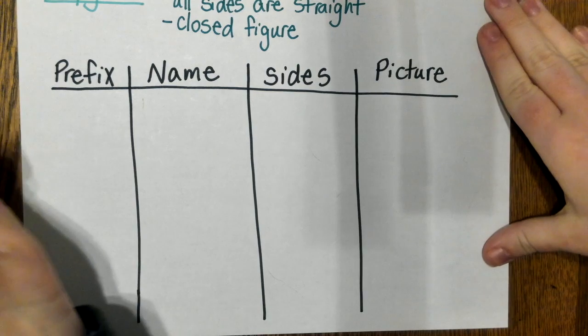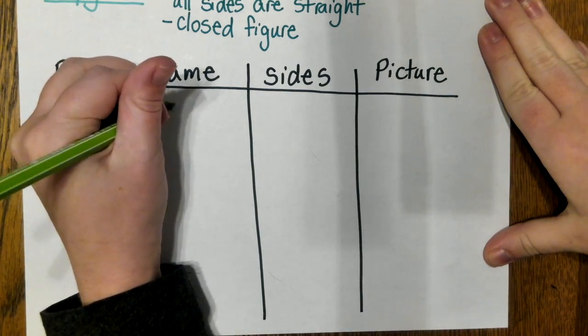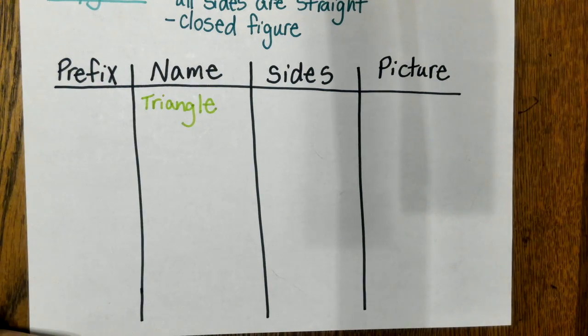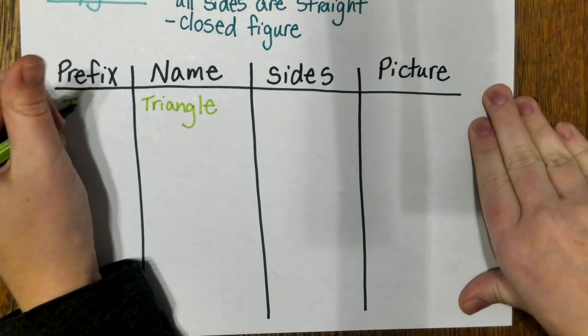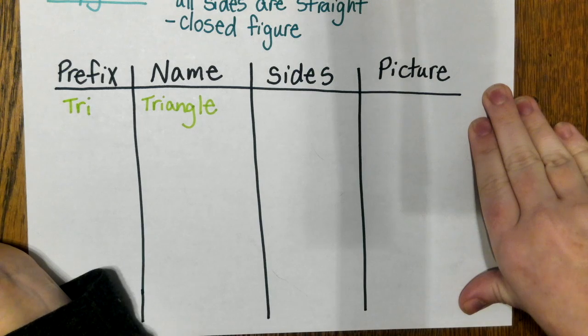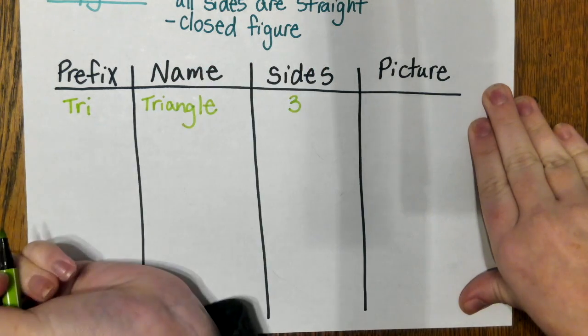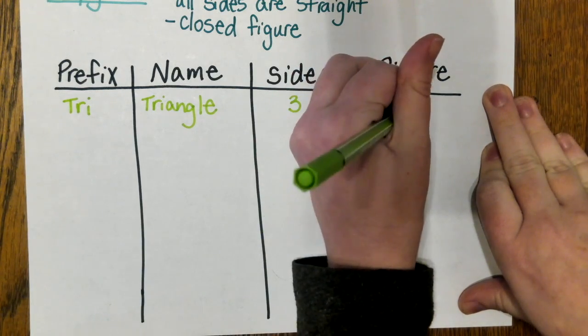First, we have triangles. A triangle has the prefix tri. This means 3. Triangles look like this.